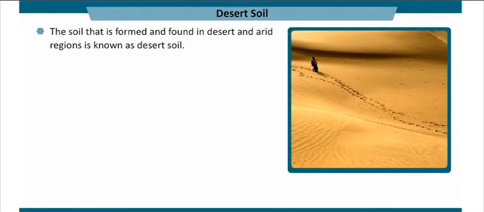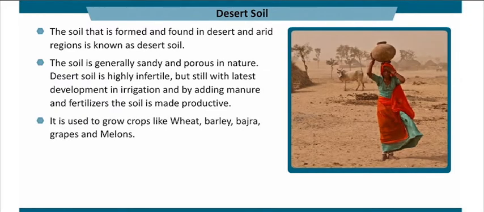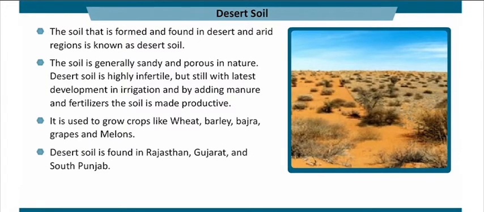Desert soil. The soil that is formed and found in desert and arid regions is known as desert soil. The soil is generally sandy and porous in nature. This soil cannot retain water. Desert soil is highly infertile, but with the latest developments in irrigation and by adding manure and fertilizers, the soil is made productive. It is used to grow crops like wheat, barley, bajra, grapes and melons. Desert soil is found in Rajasthan, Gujarat and South Punjab.